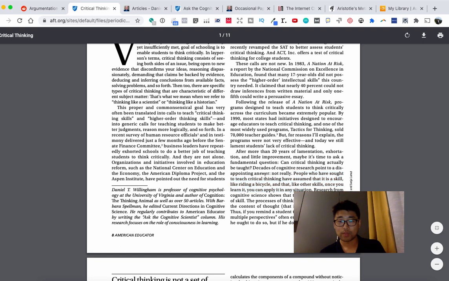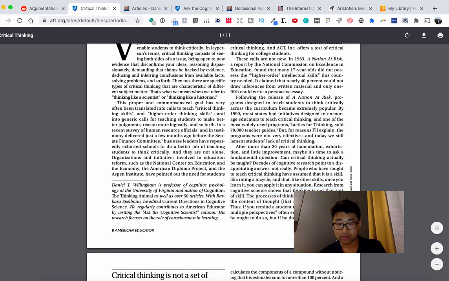is that we assume that critical thinking is a skill that can be widely transferred, so that if you learn to ride a bicycle, then like other skills, once you learn it, you can apply it to any situation. But in this case, he's saying that research is showing that thinking is actually not that kind of skill, and that it's actually restricted to one domain. So that's what he refers to here as domain knowledge.